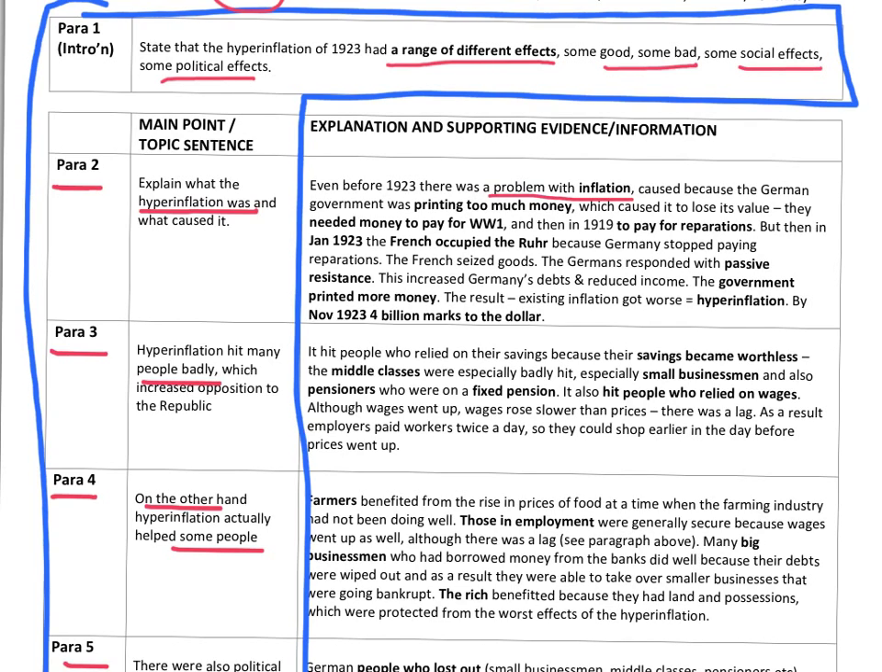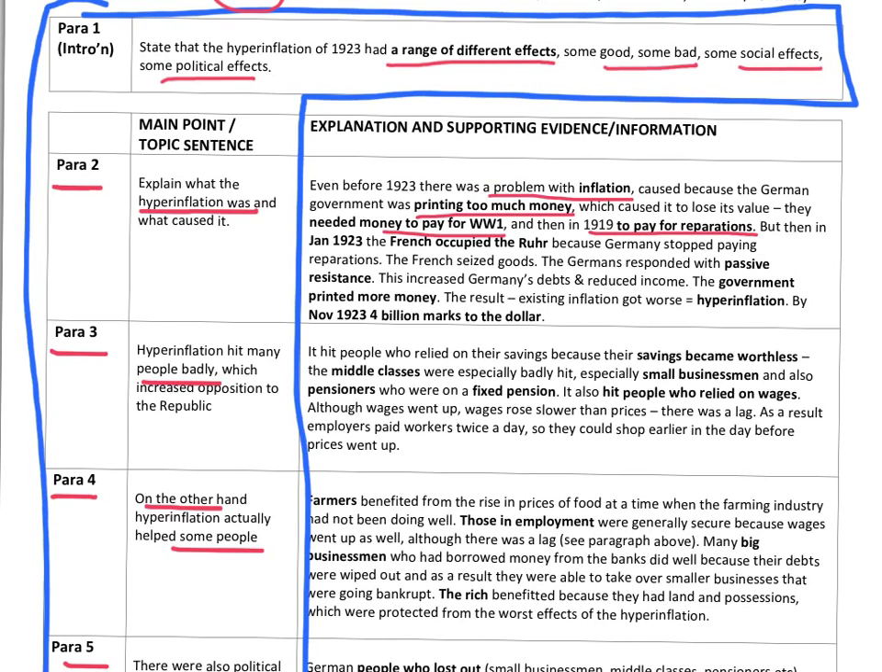Why was that? The prices go up because there is too much money. And when you've got too much money, it loses its value, which is why prices go up. And during World War One and at the end of World War One, the government was printing too much money, partly to pay for World War One, but also to pay for reparations after World War One.